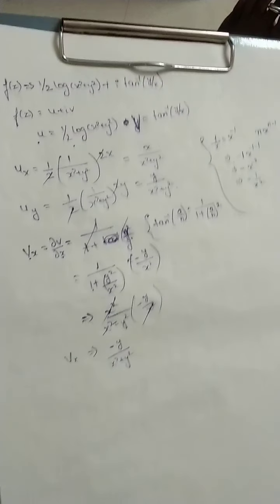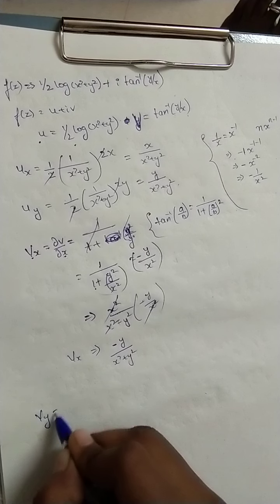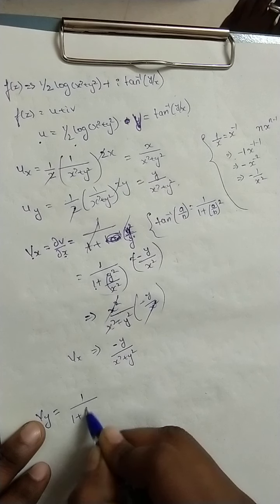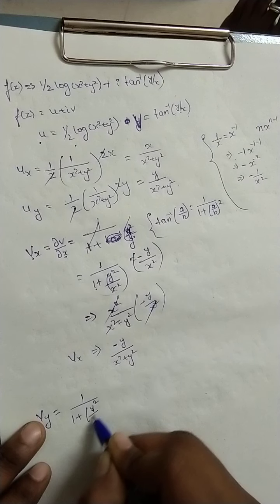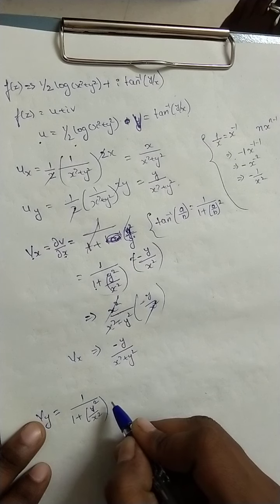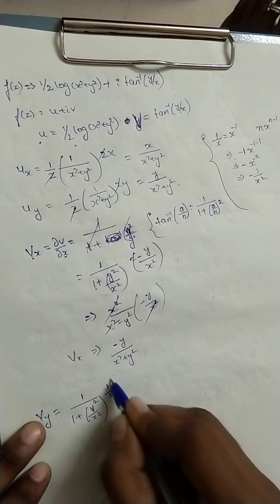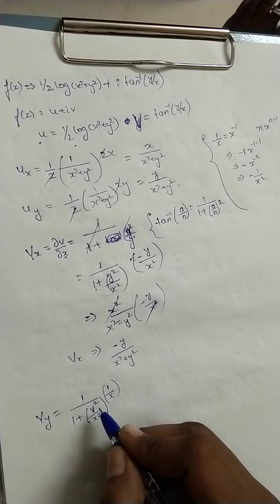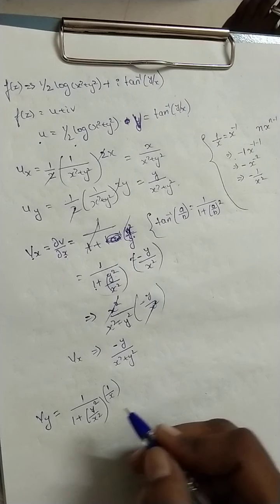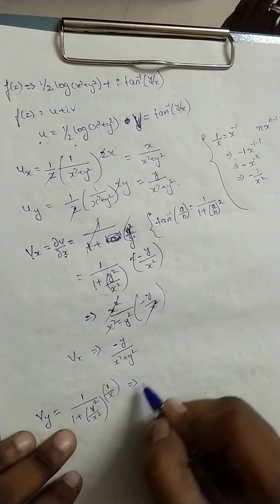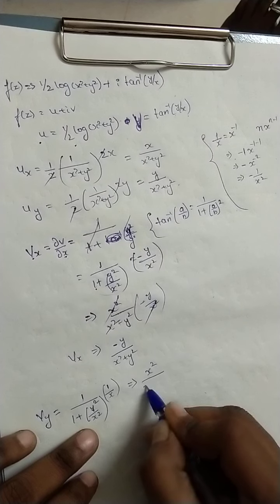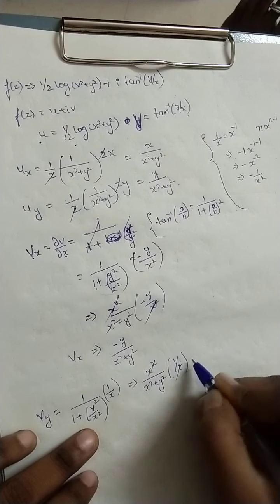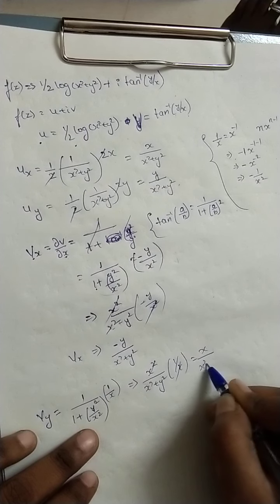Again we have to calculate vy. So vy is equal to, by the same formula, 1 divided by 1 plus y square by x square, and the differentiation of y by x with respect to y is 1 by x, since y differentiation is 1. After simplifying, it will be x square divided by x square plus y square into 1 by x, and the x and x power will get cancelled. So x divided by x square plus y square is our solution.